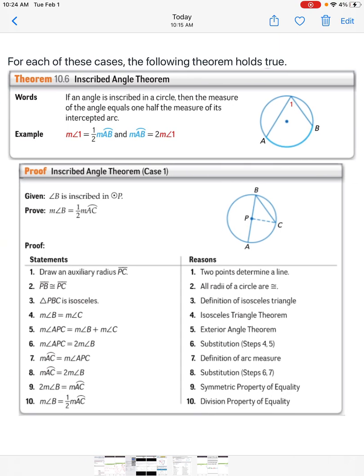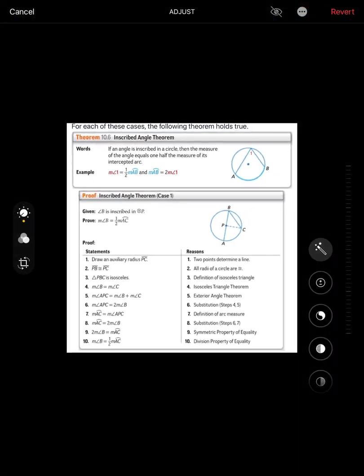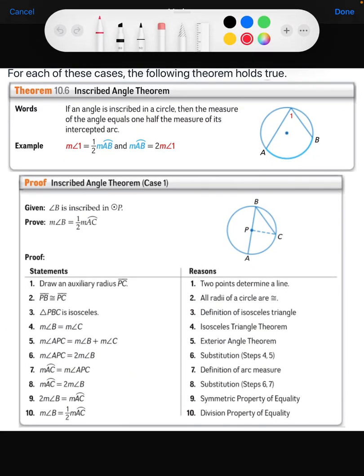Now for each of these cases, the following theorem is going to hold true. If an inscribed angle is in a circle, the measure of the angle equals 1/2 the measure of its intercepted arc. So if we have an angle inscribed, like angle 1 here, then the angle is going to equal 1/2 of the measure of its intercepted arc. Or in other words, the arc is going to be 2 times the angle. So arc AB is going to be 2 times the measure of angle 1. So let's take a look at the proof of this theorem.